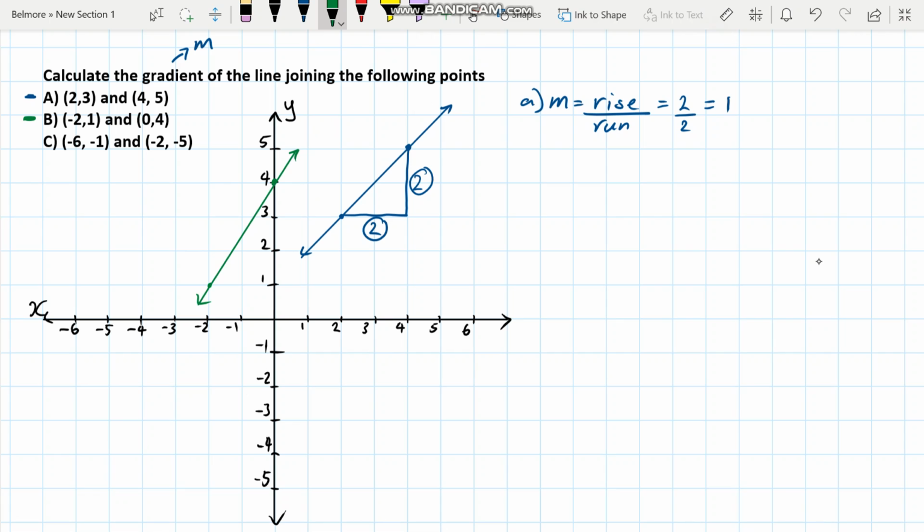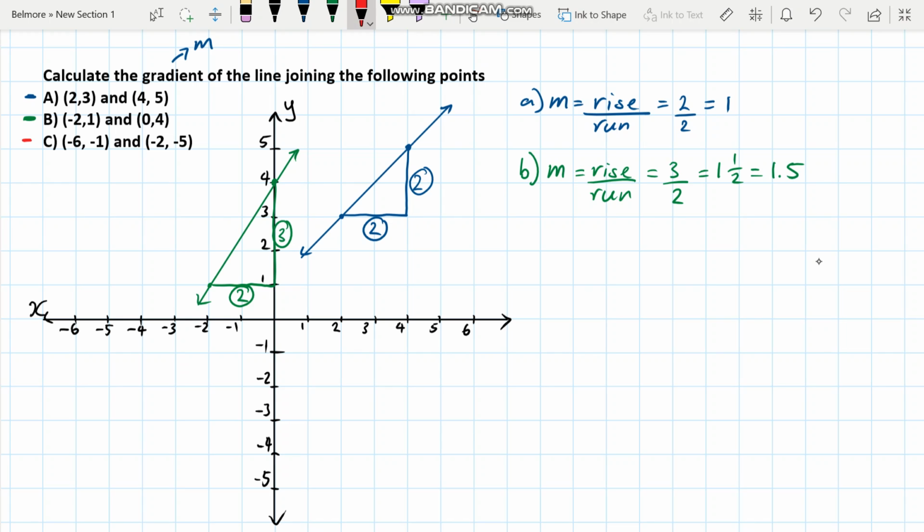Okay, then we can draw our triangle. Our triangle now is 3, 2. Our rise is 3, our run is 2. So let's write it here. M, rise over run. So we get 3 on 2. So we can leave it as that, or we can make it 1.5. Or we can even write it as 1.5 as our gradient. And that's it for B.